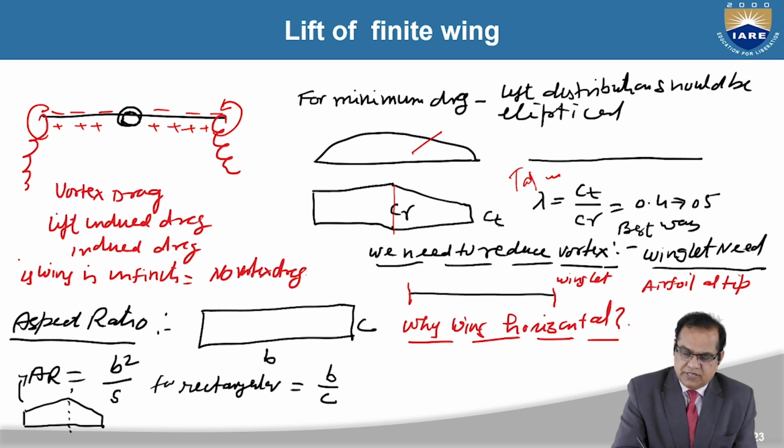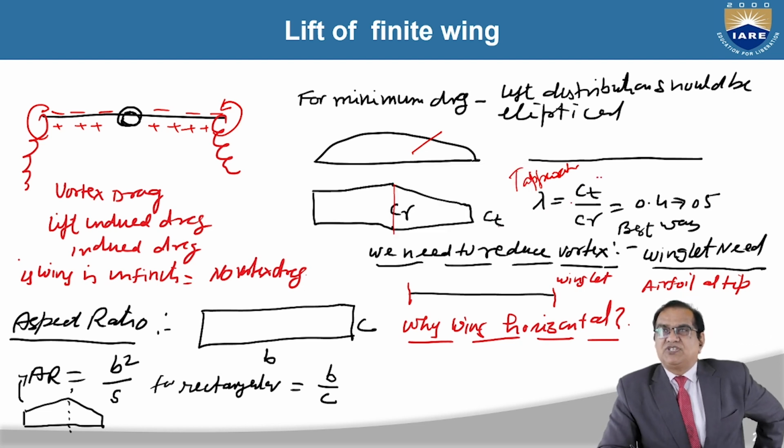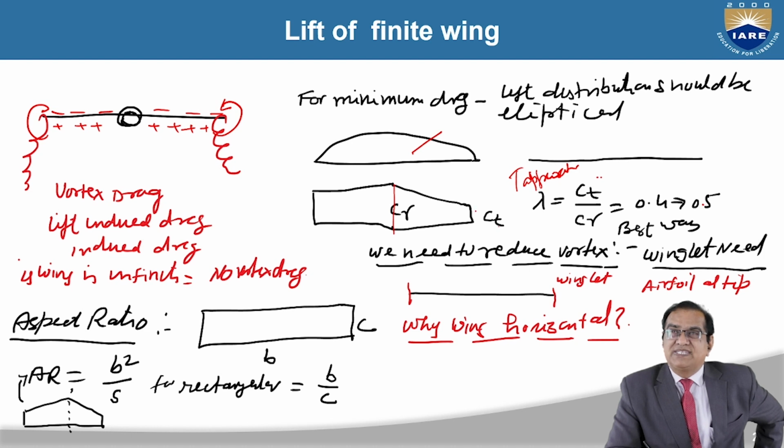This is the taper ratio. So this is the lambda. Okay, so this lambda is equal to Ct by Cr. It is the chord at the tip and this is the chord at the root. So this lambda, Ct by Cr, should be 0.4 to 0.5. If you have it like this, it is near to the elliptical, so you will get better drag performance.